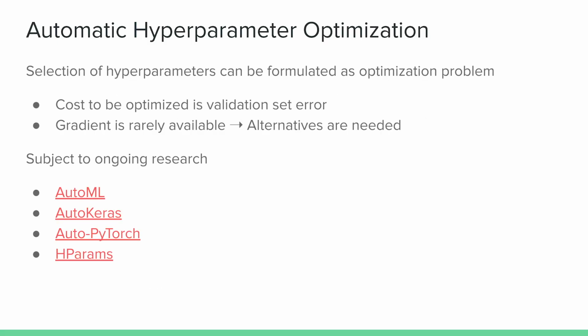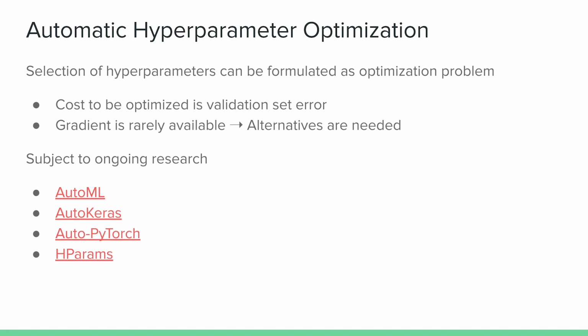One way how you can perform hyperparameter optimization is by actually automating this process. And if you think about it, the selection of hyperparameters can be formulated in terms of an optimization problem as well. In that case, the cost that we're optimizing is the validation set error. So we're not optimizing on our training set, but we're actually optimizing the validation set error. The problem for this is that the gradient, if we formulate it like this, is rarely available. Therefore, we need some alternatives for this.